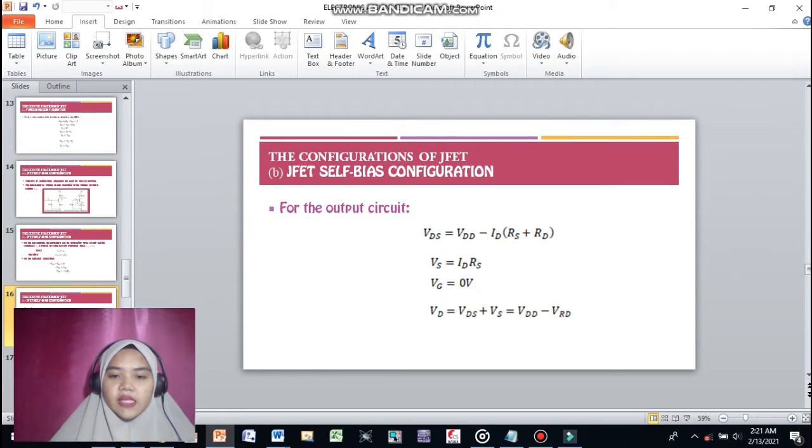So VS equal to IDRS. We know VG equal to 0. Hence VD equal to VDS plus VS, equal to VDD minus VRD.